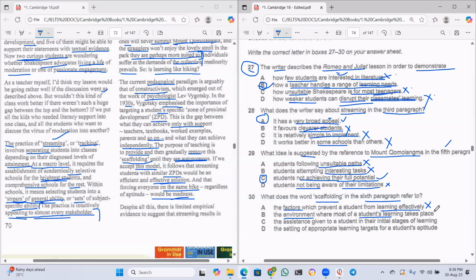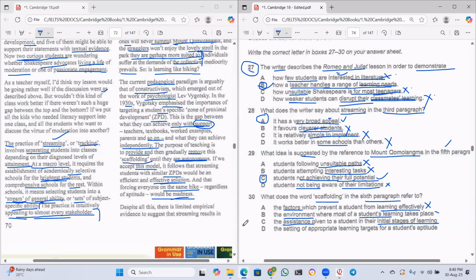I don't think so, but let us see. The assistance given to our students in their initial state of learning. Wow. I think we got our answer. Assistance, support, right? Assistance means support. Where is this word? Here you see support, right? This is how you have to match, guys. So this word and this word, if you can match these two, these are synonyms, okay? Means it gives the same meaning.